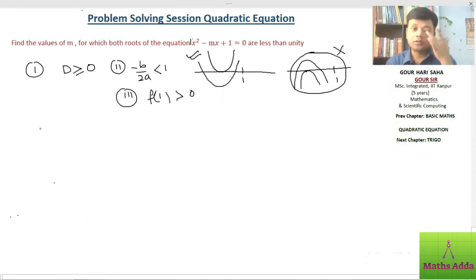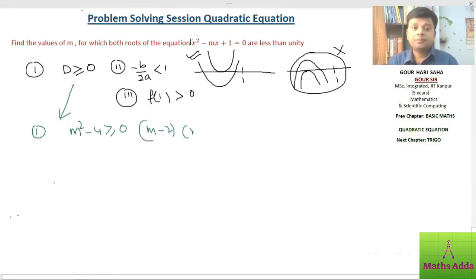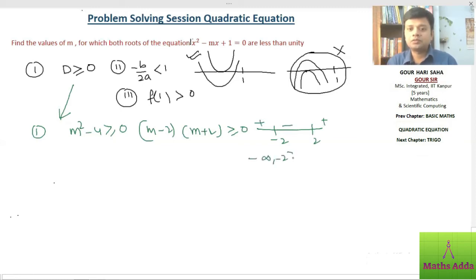So, first one, D greater than or equal to 0. D is what? m square minus 4 should be greater than or equal to 0. Very easy, it is sign scheme. Factorize it. (m minus 2)(m plus 2) greater than or equal to 0. Number line, critical points minus 2, 2, plus minus plus. Looking for positive. So, minus infinity to minus 2 included because equal to 0, union 2 to infinity, right.